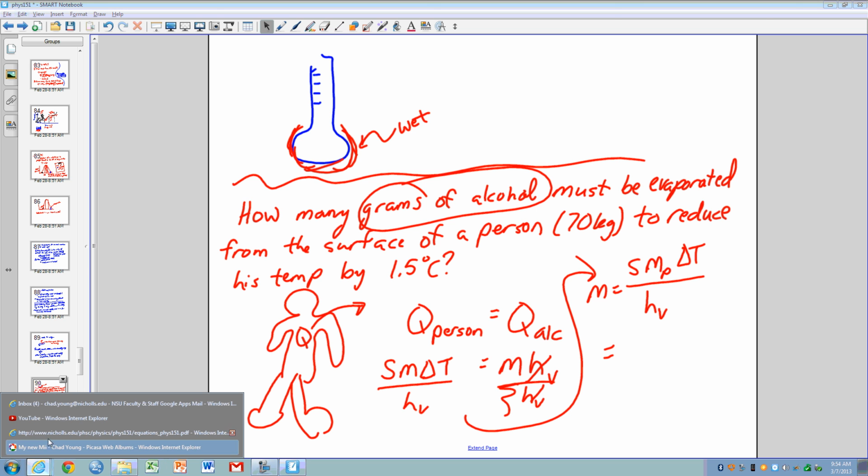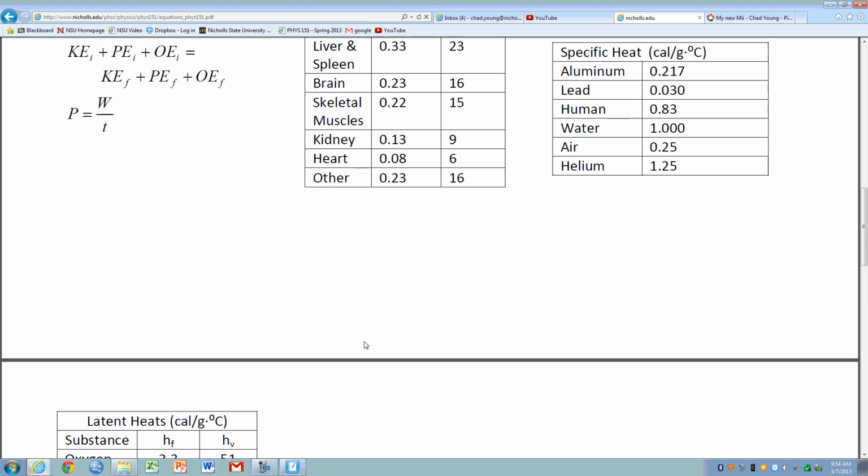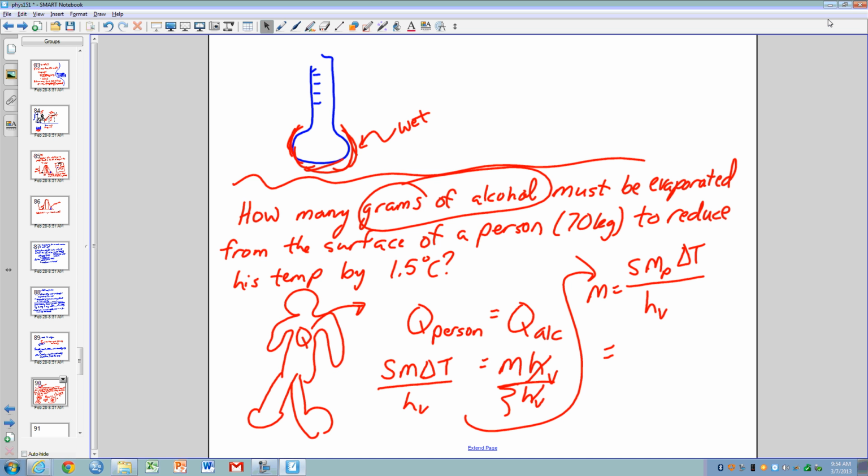If you look on your equation sheet, I have the specific heat of a human is about 0.83 calories per gram per degree Celsius. The human body is mostly water, so it's close to that of water. So my specific heat of a human is 0.83, in calories per gram degree Celsius. My mass is 70 kilograms, but I have to convert that into grams.